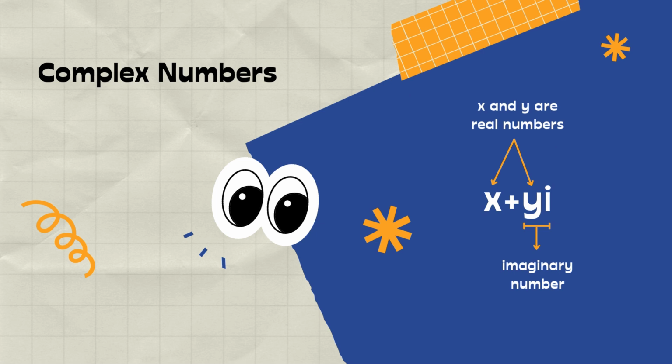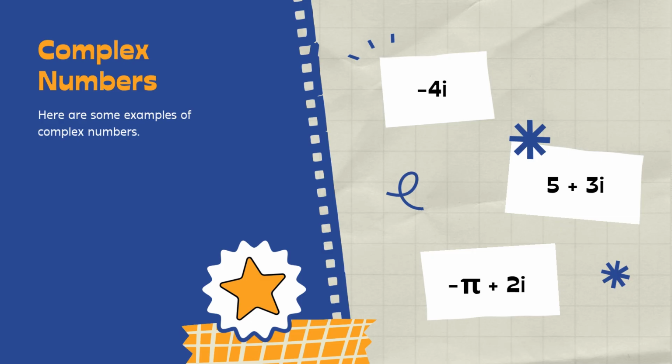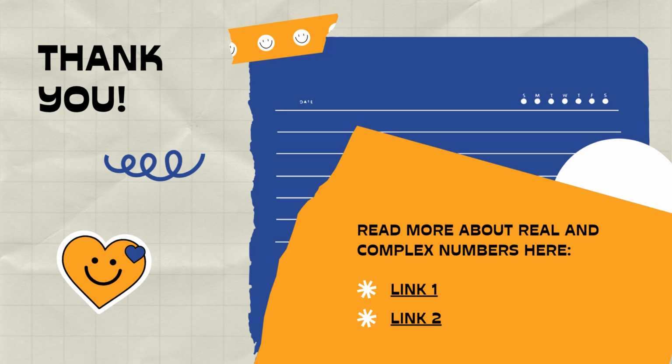So, here are some examples of complex numbers. For example, -4i, 5 plus 3i, minus p plus 2i. So, this is what we call the real part, and this is the imaginary part. The real part here is minus p, and the imaginary part is 2i, where 2 is a real number and i is the imaginary unit.